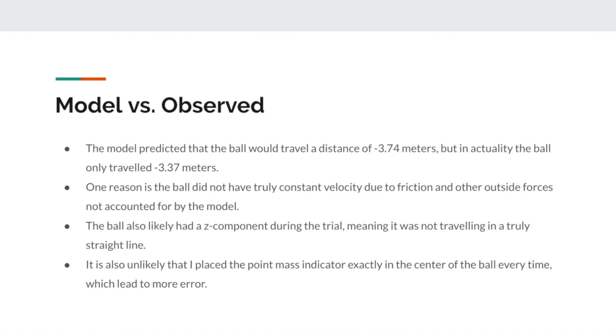So what were some of the differences between the model and the observed trial? The model predicted that the ball would travel a distance of negative 3.74 meters, but in actuality, the ball only traveled negative 3.37 meters. One reason is the ball did not have truly constant velocity due to friction and other outside forces not accounted for by the model. The ball also likely had a z component during the trial, meaning it was not traveling in a truly straight line. It is also unlikely that I placed the point mass indicator exactly in the center of the ball every time, which could lead to more error.